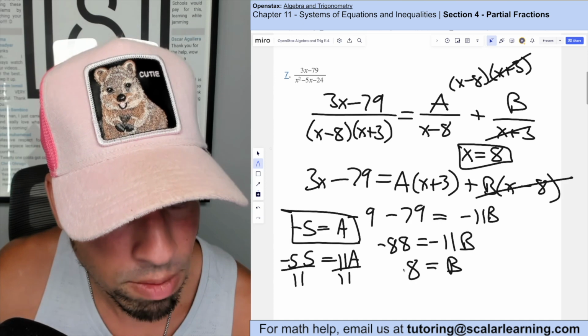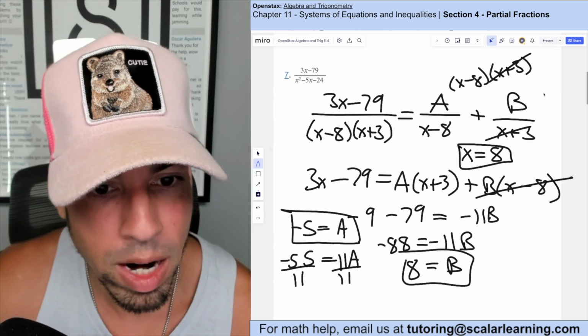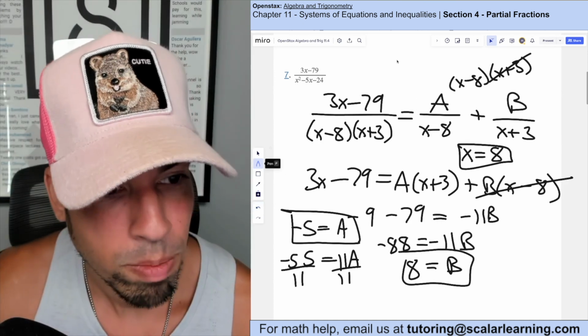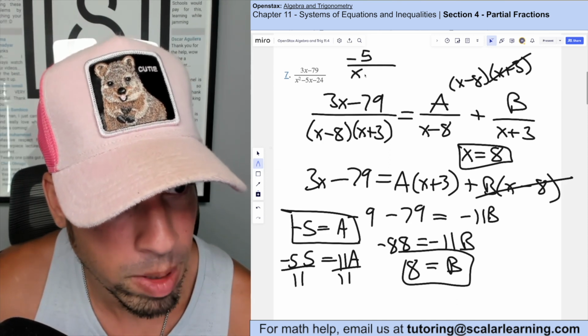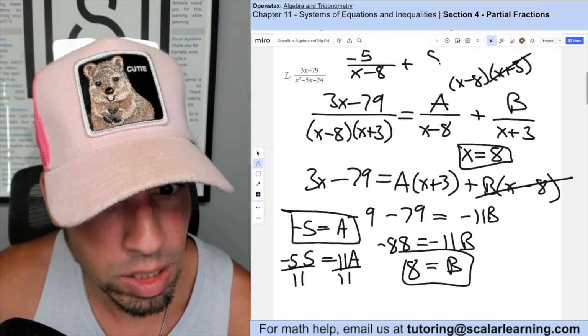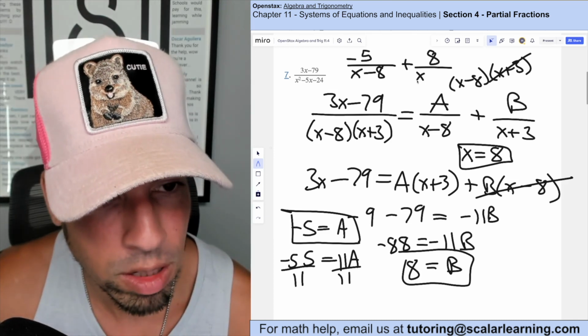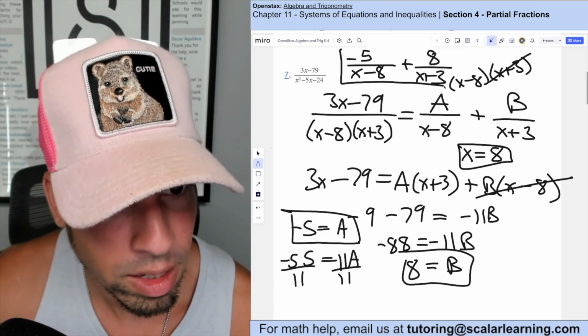Okay, so now we have a, we have b. Now we can rewrite it using this kind of setup here. And our partial fraction decomposition would be a, which is -5 over x minus 8, plus b, which is 8 over that x plus 3. And that is how you do it.